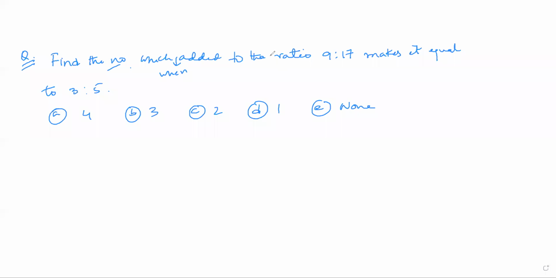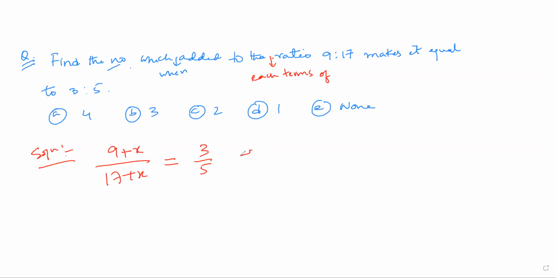Added to the terms of the ratio, to each term. Assume the whole thing. The question is 9 by 17. So let's suppose you add some x, and it should become 3 by 5. So you have to find this x. What should be added to each term of the ratio so that it becomes 3:5?